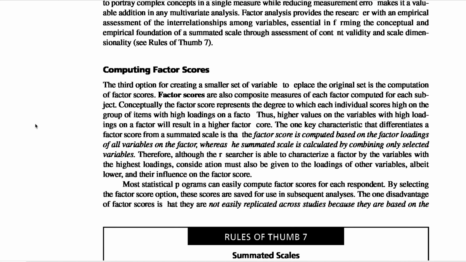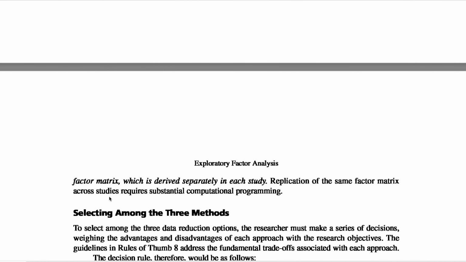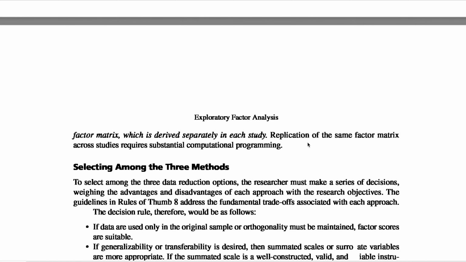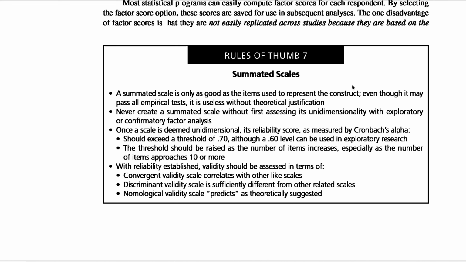The one disadvantage of factor scores is that they are not easily replicated across studies because they are based on the factor matrix, which is described separately in each study. Replication of the same factor matrix across studies requires substantial computation. This is the rule of thumb for summated scales.